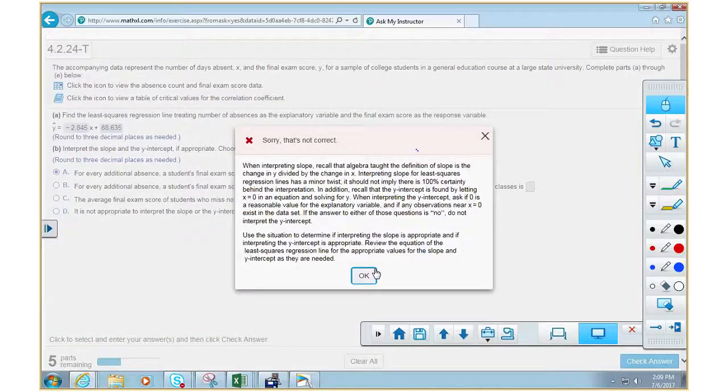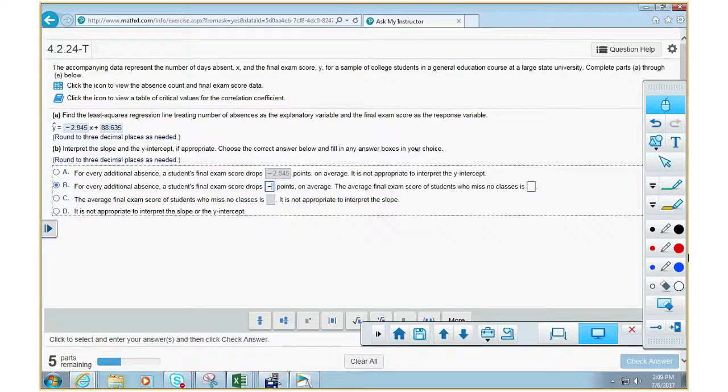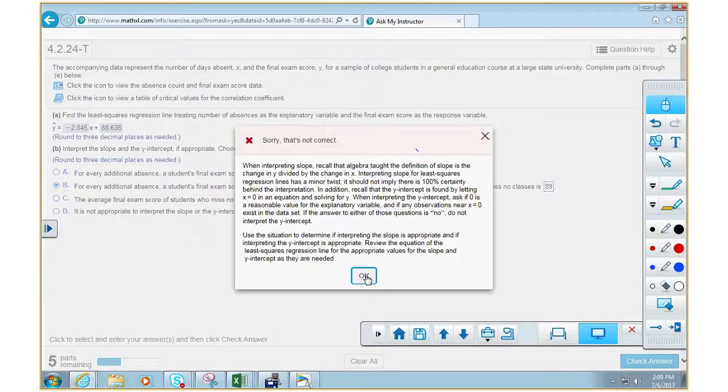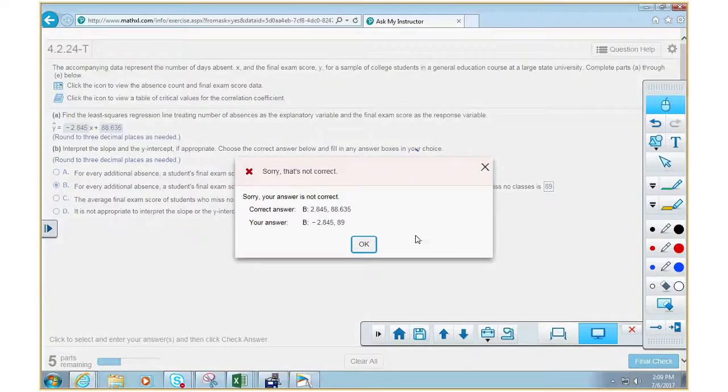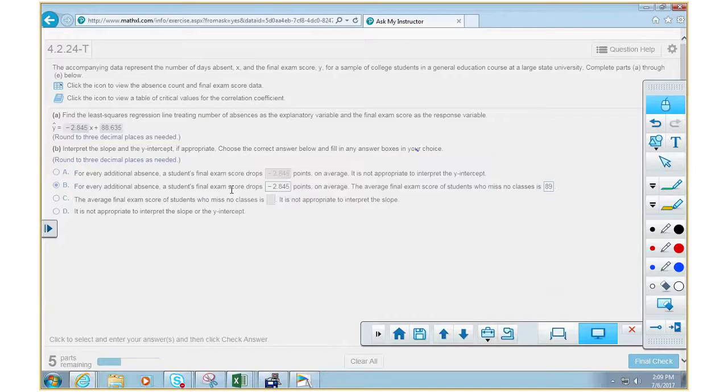Now this one's going to be the other one. Negative 2.845. The average final exam score is what? 88.63. I don't know if they want that rounded to the nearest. I'm just going to say 89. I have no idea what the answer is. Okay, they didn't put the negative on there. Okay, so the answer is B. I just put the negative on there.